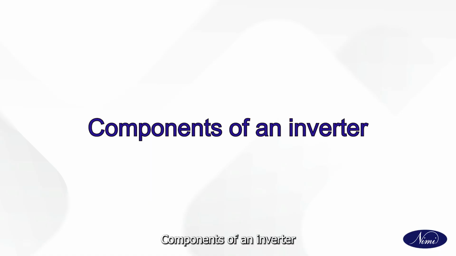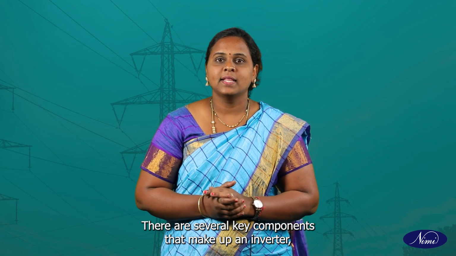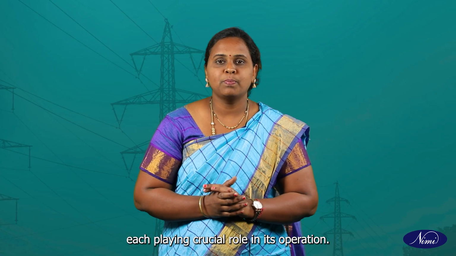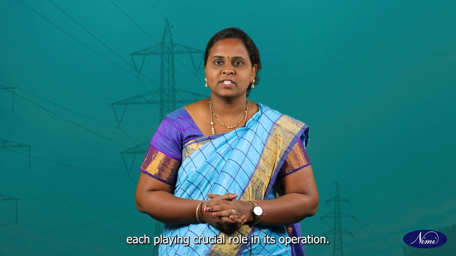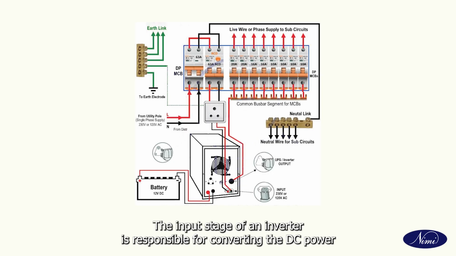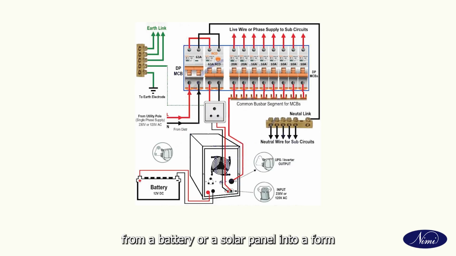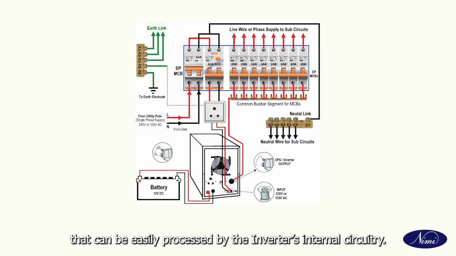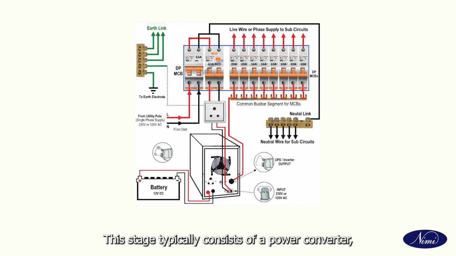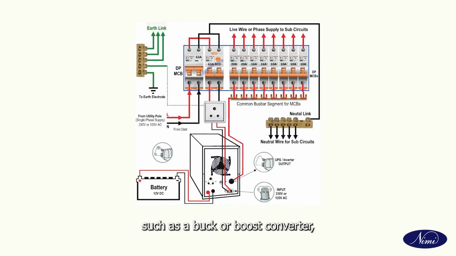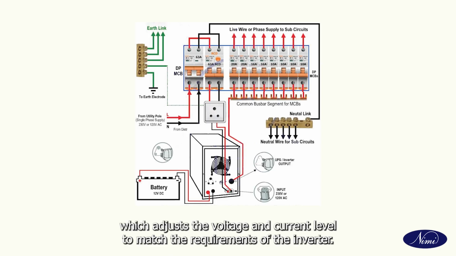Components of an inverter. There are several key components that make up an inverter, each playing a crucial role in its operation. Input stage. The input stage of an inverter is responsible for converting the DC power from a battery or a solar panel into a form that can be easily processed by the inverter's internal circuitry. This stage typically consists of a power converter such as a buck or boost converter, which adjusts the voltage and current level to match the requirements of the inverter.